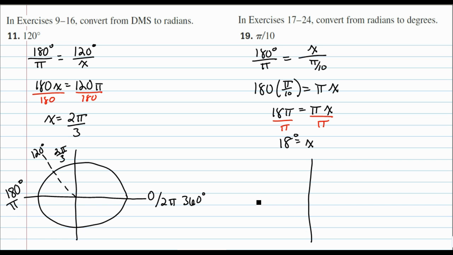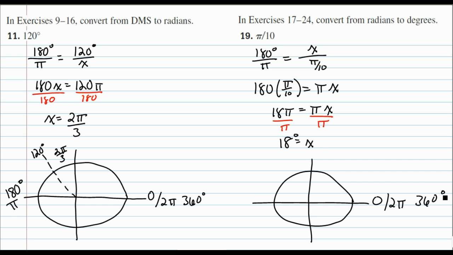So thinking about our circle again, here is 0 or 2 pi radians, which is 0 or 360 degrees. And then here is 180 degrees or pi radians. Now pi over 10 is 1/10 of the way to pi radians, so 1/10 of the way to half a circle. Well, 1/10 of my way there, pi over 10, would be 18 degrees, 1/10 of the way to 180 degrees.